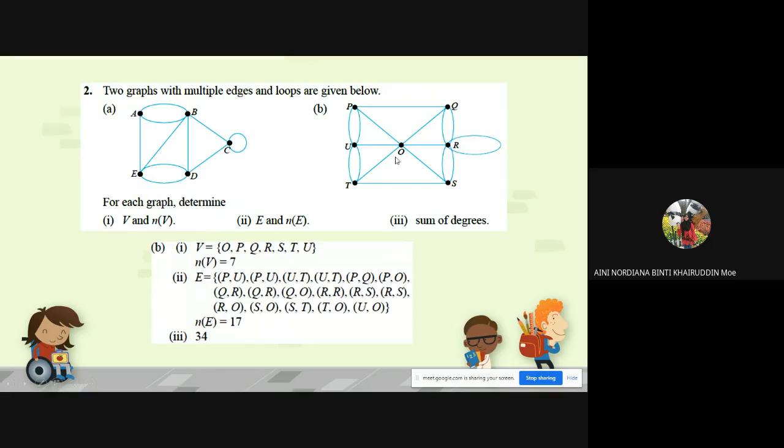ST, PO, and UO. Number of edges 17. Sum of degrees, 17 times 2 equals 34.